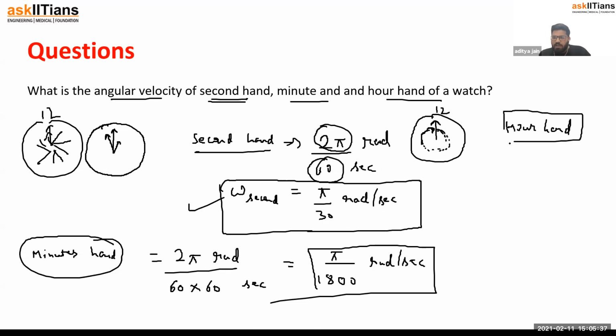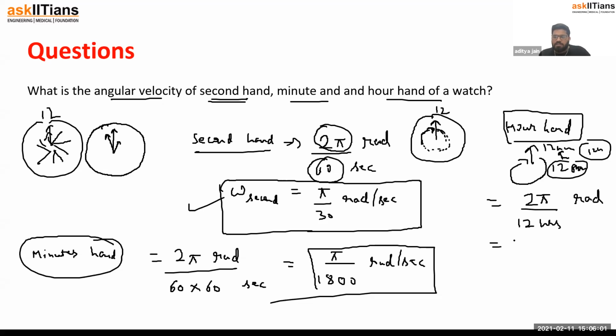How much time does the hour hand take to complete one rotation? Suppose it starts at 12 a.m. It again comes back to the same position at 12 p.m. So the time period is 12 hours to complete one rotation. What is the angular displacement in one complete rotation? It is 2 pi radian. What is the time taken?